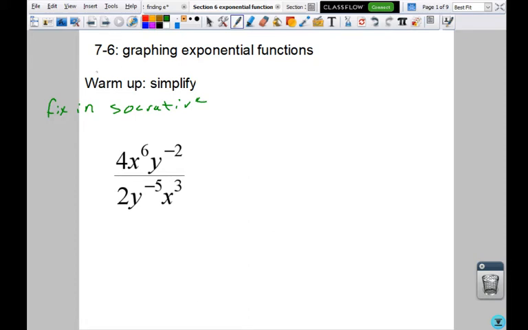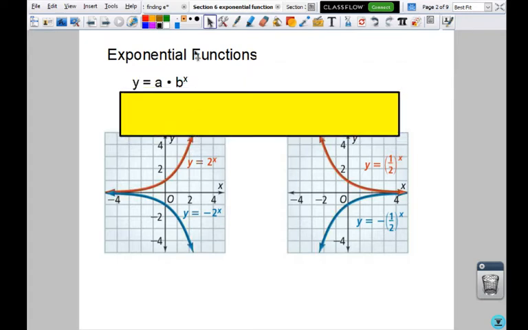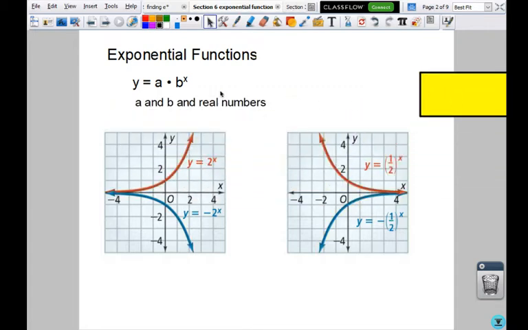Alright, so we are doing our last lesson. This is over exponential functions. So, an exponential function, if it's graphed, looks like y equals a times b to the x. And a and b are real numbers. The reason this is different is because my exponent is x right here. So before, we've had x's and stuff, but this is the first time we've looked at it where x is the exponent. And so they look a little different. So these are some examples of exponential functions.